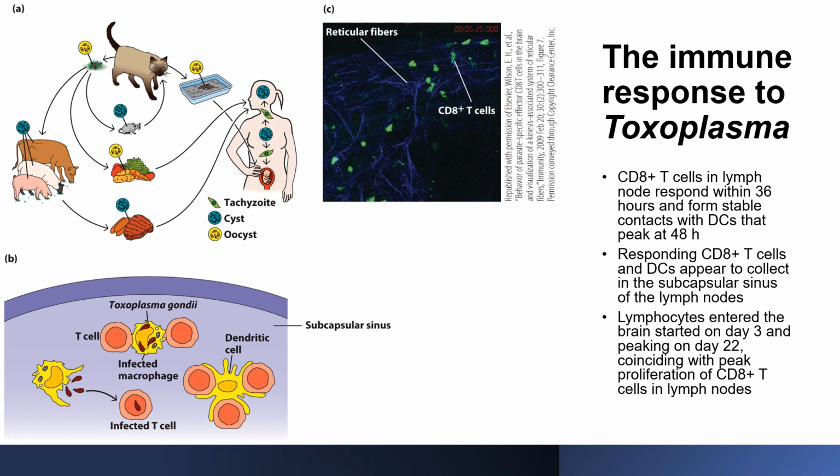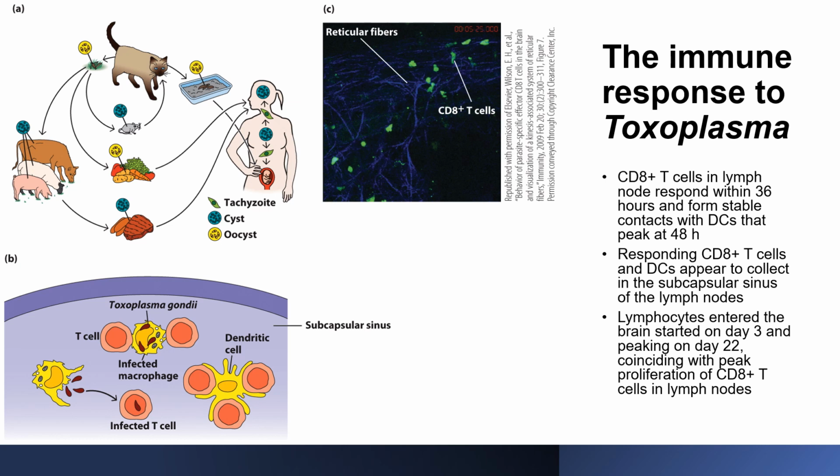So, let's see, I've already kind of covered some of that. The CD8 positive T cells in the lymph nodes respond within 36 hours of infection and form stable contacts with dendritic cells that last for up to 8 hours and peak at 48 hours. So in the first 2 days after infection, you start seeing activation of the CD8 positive T cells. The responding CD8 positive T cells and dendritic cells collect in the subcapsular sinus of the lymph nodes, which is what we've all been talking about so far.